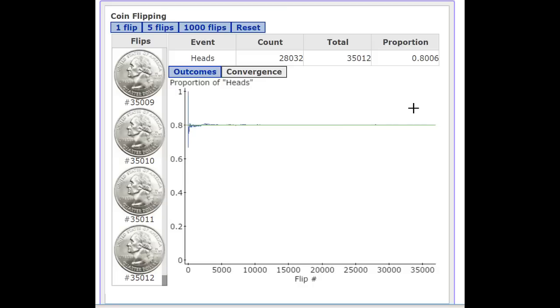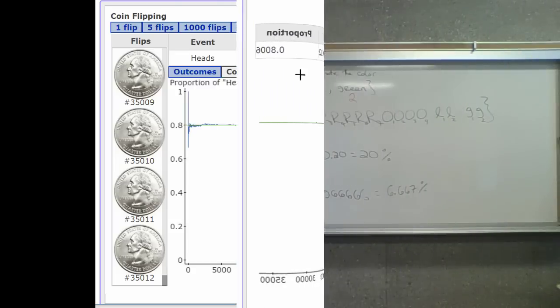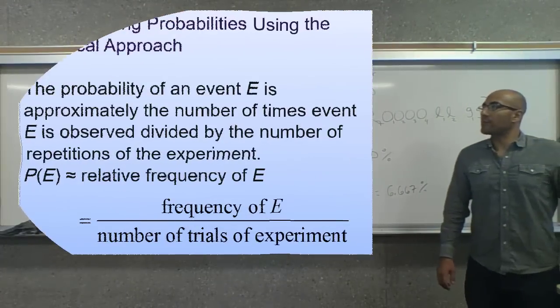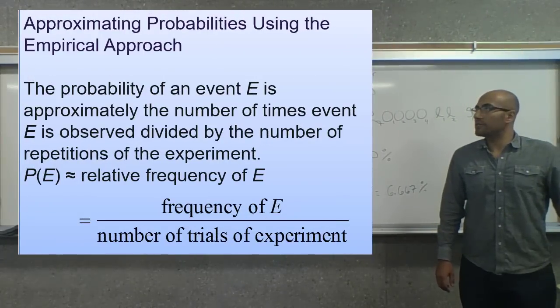Okay, so that's empirical probability. It's an approximation to the real probability based on experiments. You repeat the trials over and over, many, many times, as much as you can, and you use those results to give a good estimation of what that true probability is. So, the frequency divided by the number of trials of the experiment.